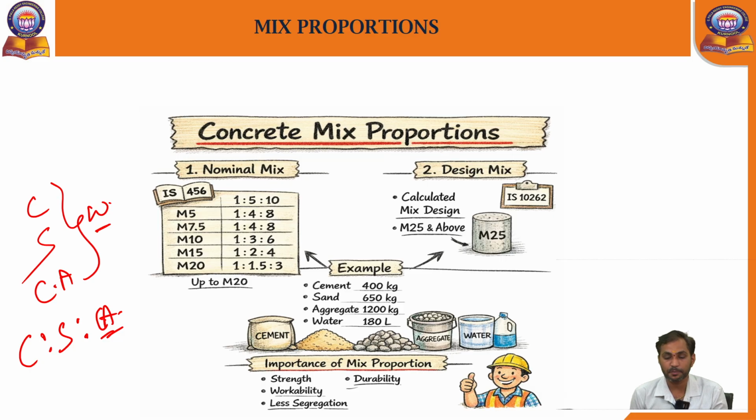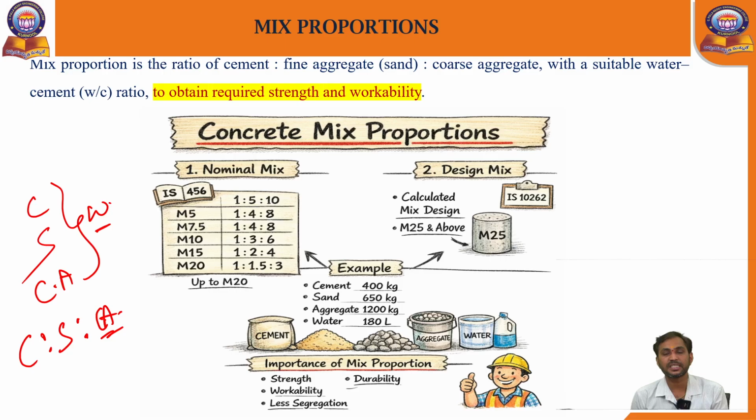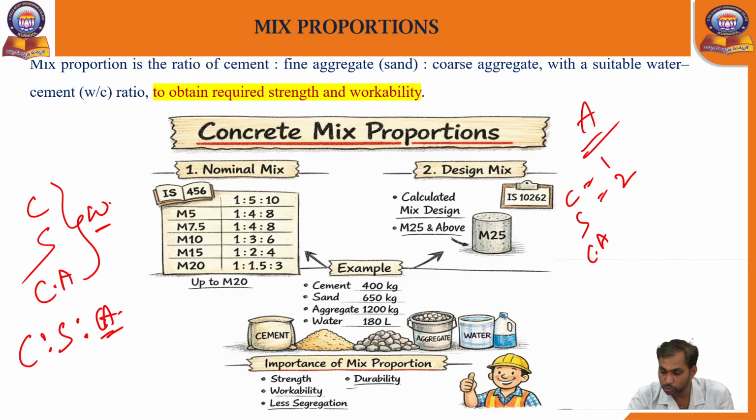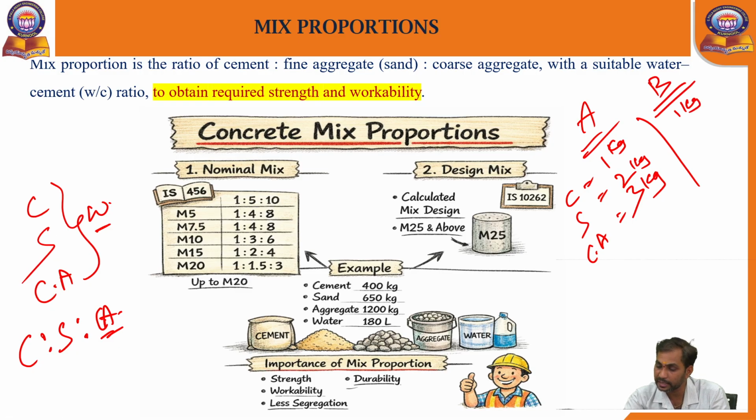Okay, done. What is mixed proportion here? We will say mixed proportion is the ratio of cement, fine aggregates and coarse aggregates with a suitable water cement ratio. For example, student A will take cement, sand, coarse aggregate as 1, 2, 3: 1 kg of cement, 2 kgs of sand, 3 kgs of coarse aggregate. Similarly, student B will also take 1 kg of cement, 2 kgs of sand, 3 kgs of coarse aggregate. But the water quantity differs.